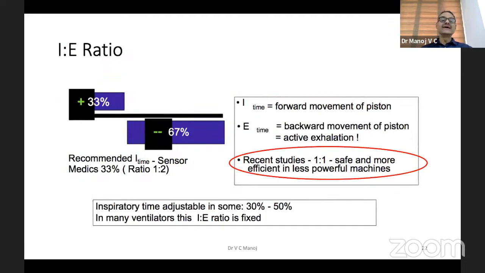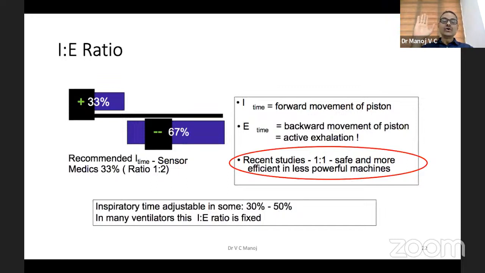There is another button which you have in conventional ventilation, that is the IE ratio. IE ratio is there in the original HFO machine, Sensormedics also. How is HFO generated? By the forward and backward movement of the piston. So the forward movement time is I time, and E time is the time of the backward movement of the piston, not of the baby.